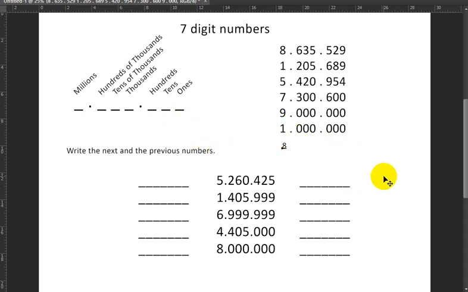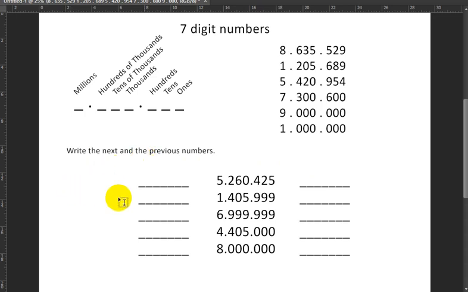So for example, we already know 8,000, right? We know that. And now we learned 8 million, right? But what if I add another dot and another 3 zeros? This would be 8 billion. And we can do this again and again and again for as many times as I want. But that's something we're going to talk about another time.